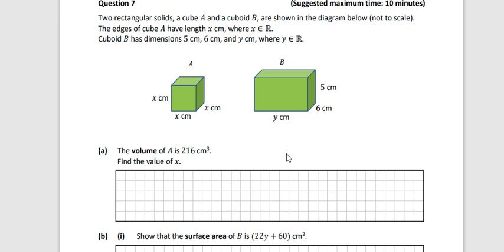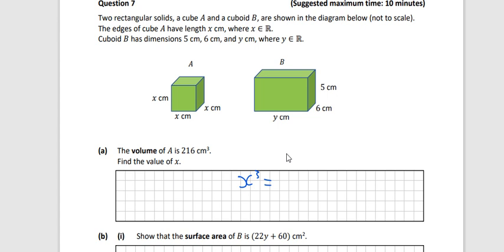Hi folks, this is question 7. The volume of A is 216. So to get the volume of a cube like that, we just do the length multiplied by the width multiplied by the height, which is all the same thing here. So it's x multiplied by x multiplied by x, and that's x cubed.